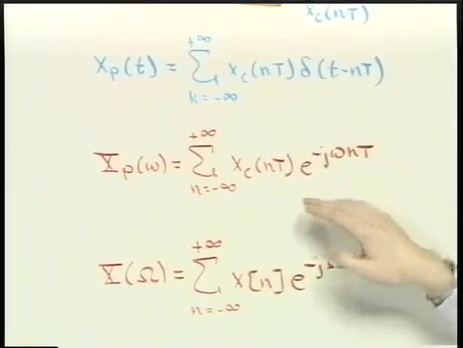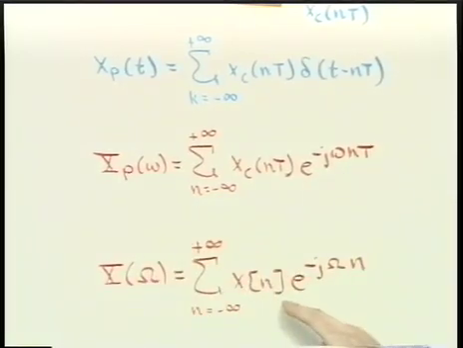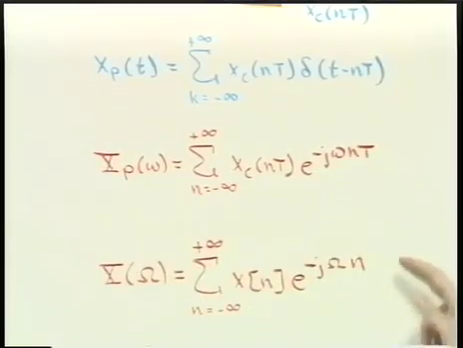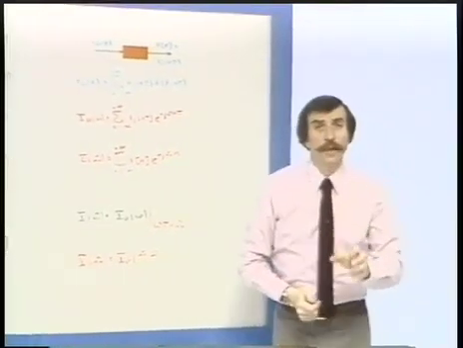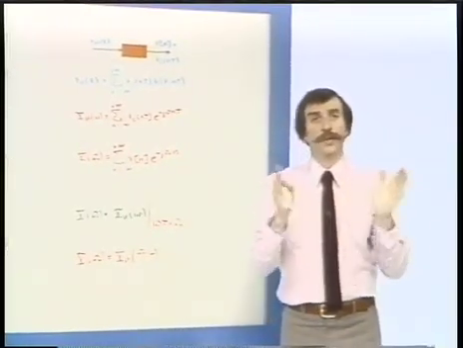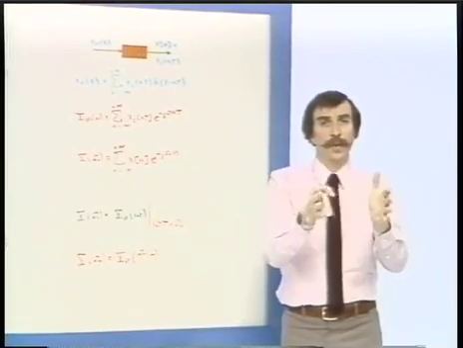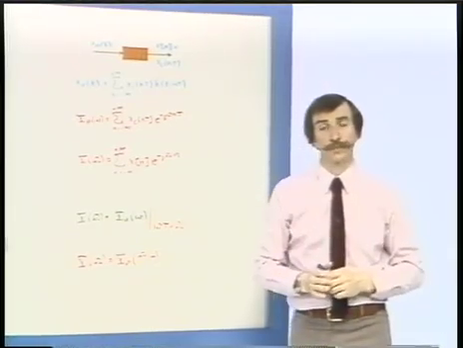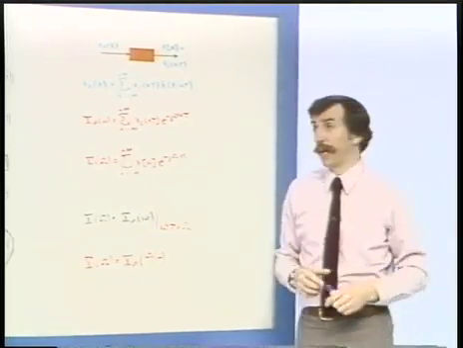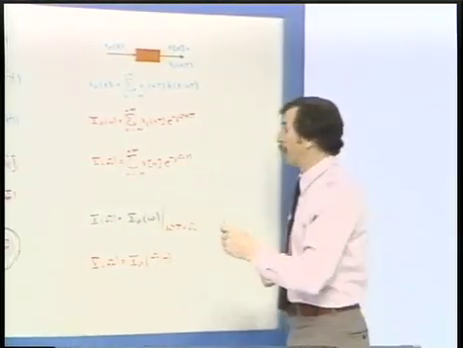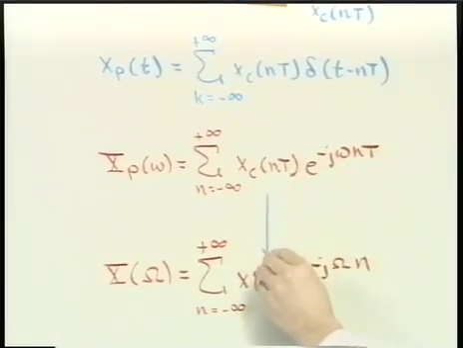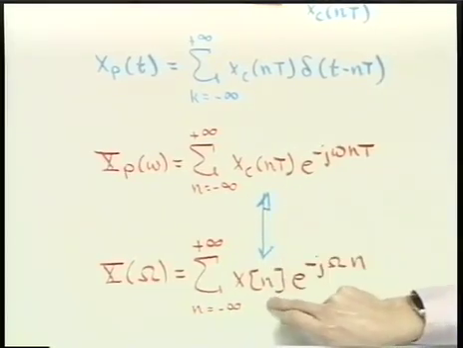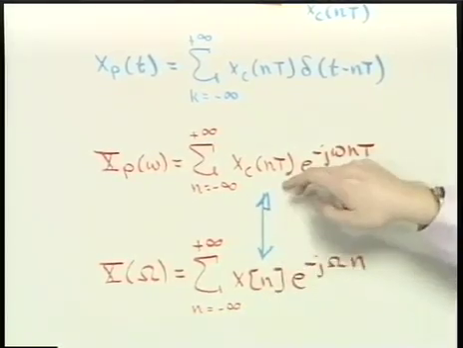And alternatively, we can look at the Fourier transform of the sequence. And this, of course, is a discrete time Fourier transform. So we have the continuous time Fourier transform of the impulse train. We have the discrete time Fourier transform of the sequence. And now we want to look at how those two relate. Well, it pretty much falls out of just comparing these two summations. In particular, this term and this term are identical. That's just a relabeling of what the sequence values are.